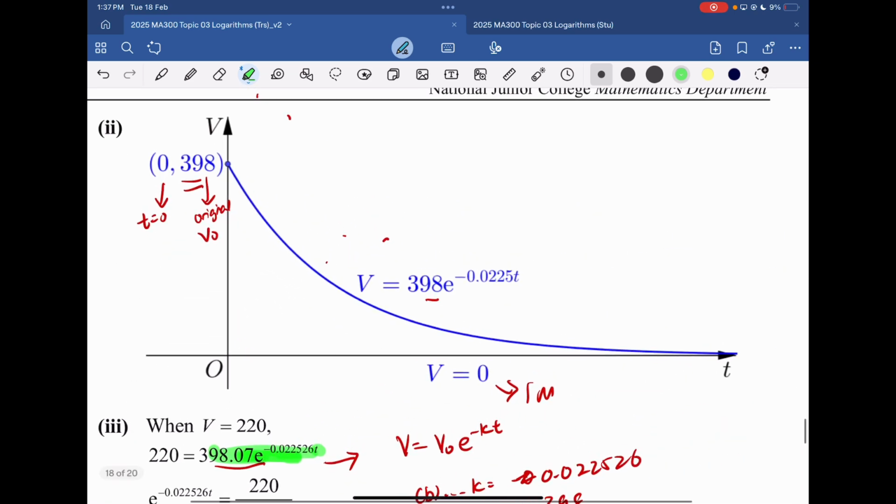So the graph, basically, you look at 398, right? 398 times e to the power of negative 0.0225 of t, right? This value here, you think of it like a. What's the value? It's a.